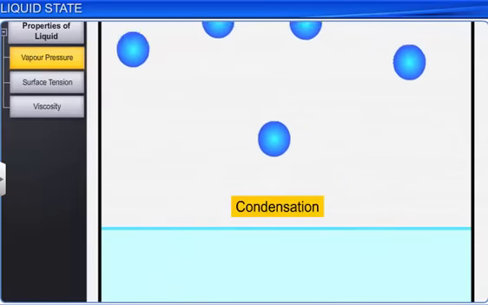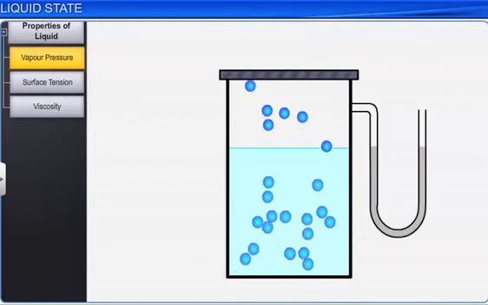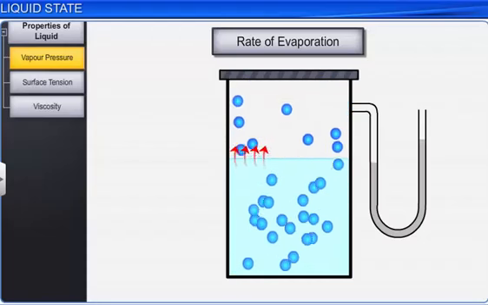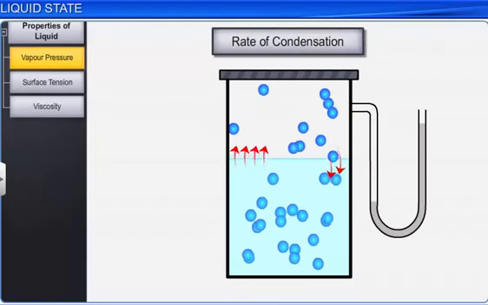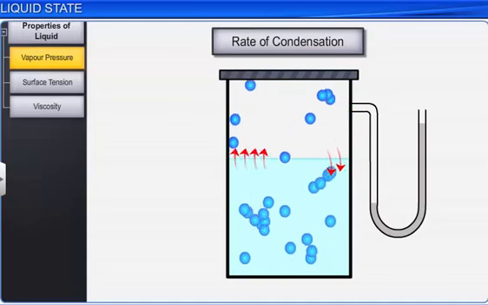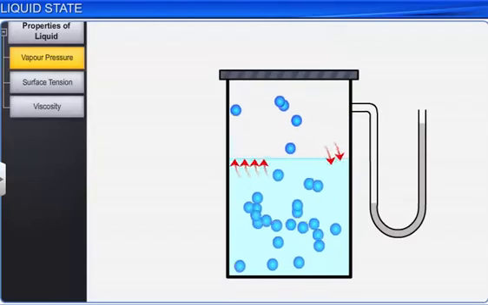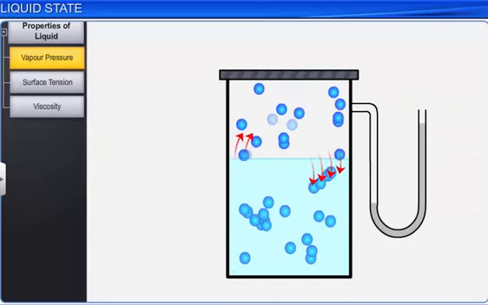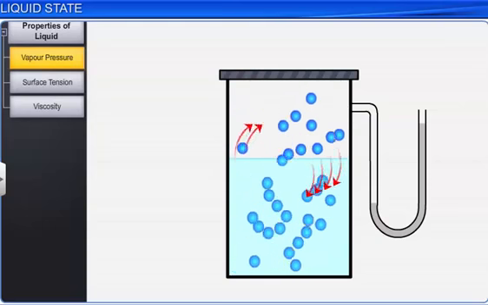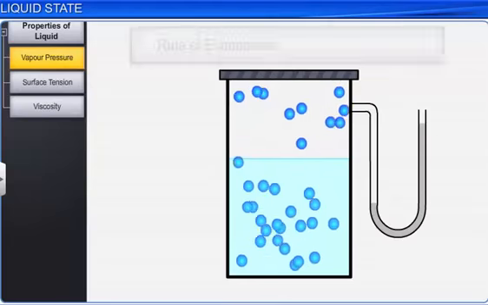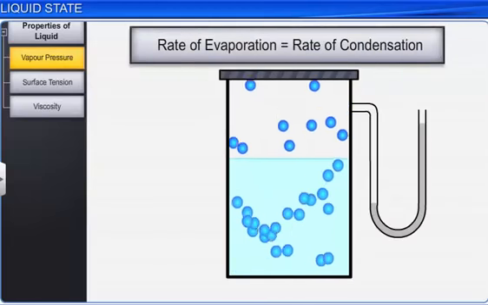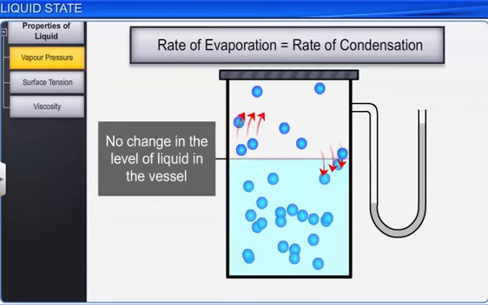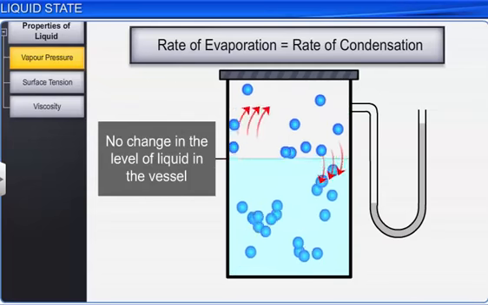During the initial stages of evaporation, the rate of evaporation is higher as compared to the rate of condensation. After some time, as the rate of condensation increases, the number of molecules present in the vapor state starts decreasing. Gradually, a stage is reached when the rate of evaporation becomes equal to the rate of condensation. At this stage, there is no change in the level of the liquid in the vessel, and the system is said to be in dynamic equilibrium, where rate of condensation is equal to rate of evaporation.